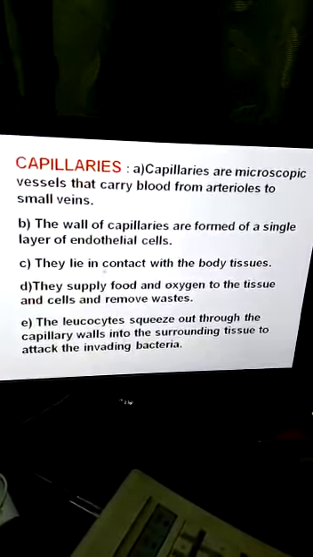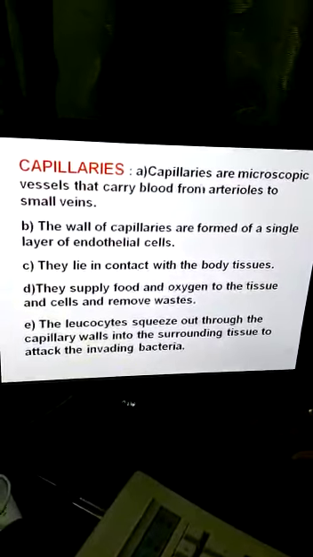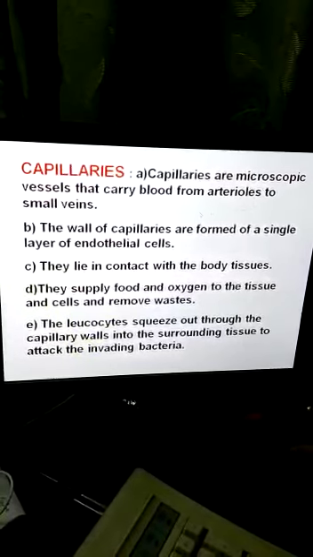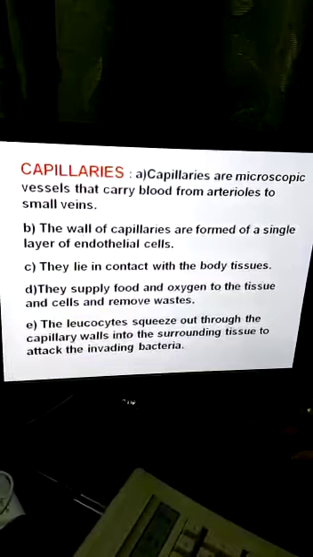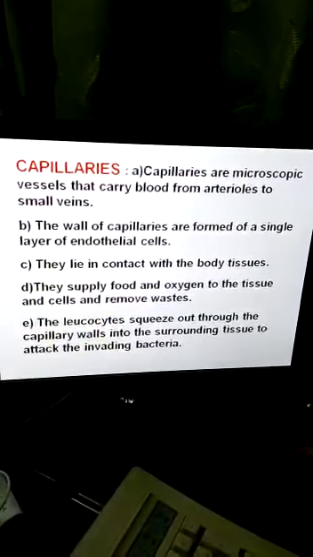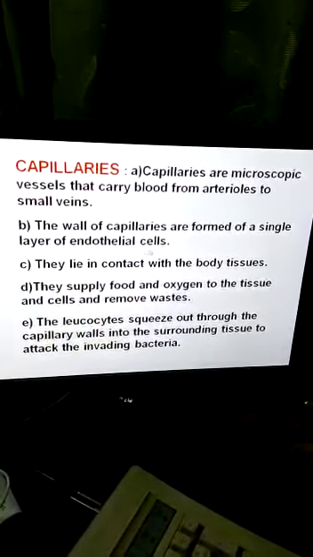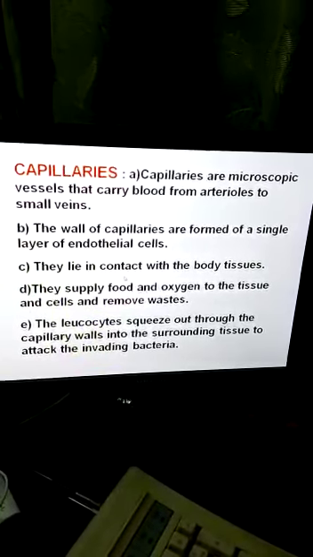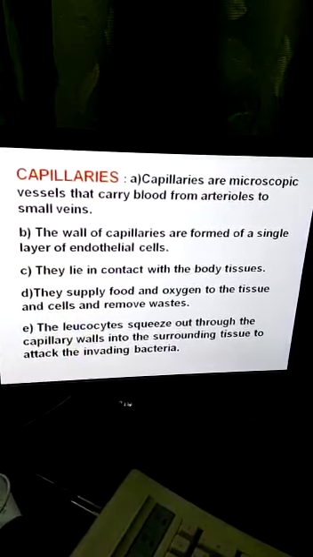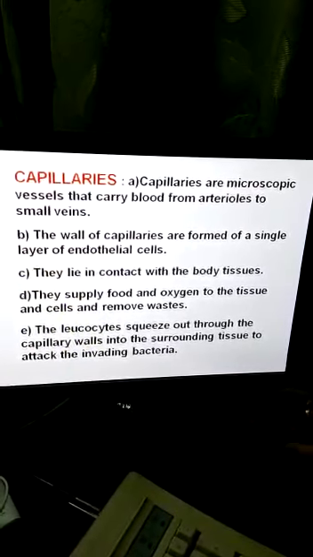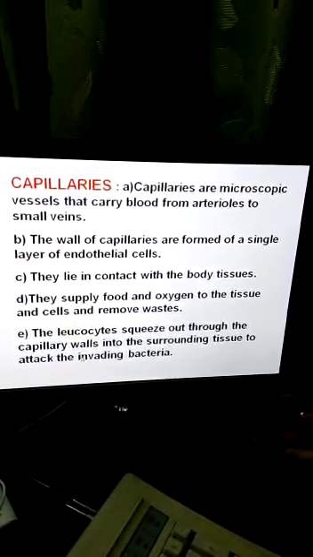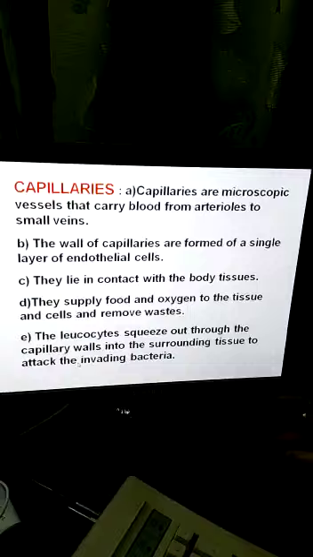Next, capillaries. Capillaries are microscopic vessels that carry blood from arterioles to small veins. The walls of capillaries are formed of a single layer of endothelial cells that lie in contact with the body tissues, supplying food and oxygen to the tissues and cells and removing wastes. The leukocytes squeeze out through the capillary walls into the surrounding tissue to attack the invading bacteria.